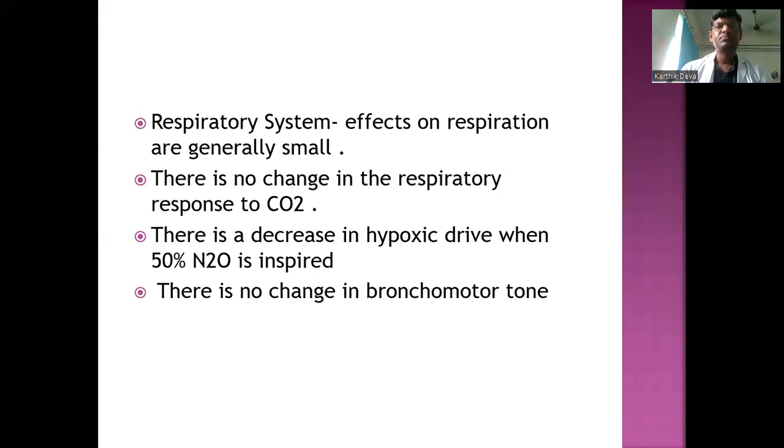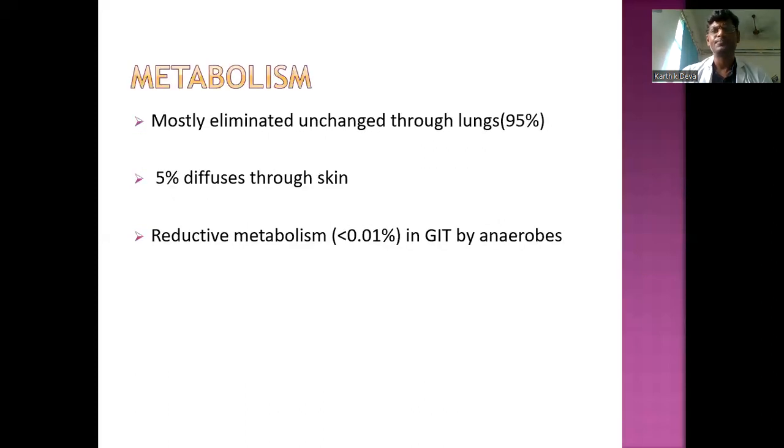The respiratory system has a very insignificant effect. No change in the respiratory response to carbon dioxide. There is a decrease in the hypoxic drive when 50% nitrous oxide is inspired. There is no change in bronchomotor tone. Metabolism: it is eliminated through the lungs by 95% and 5% through the skin.